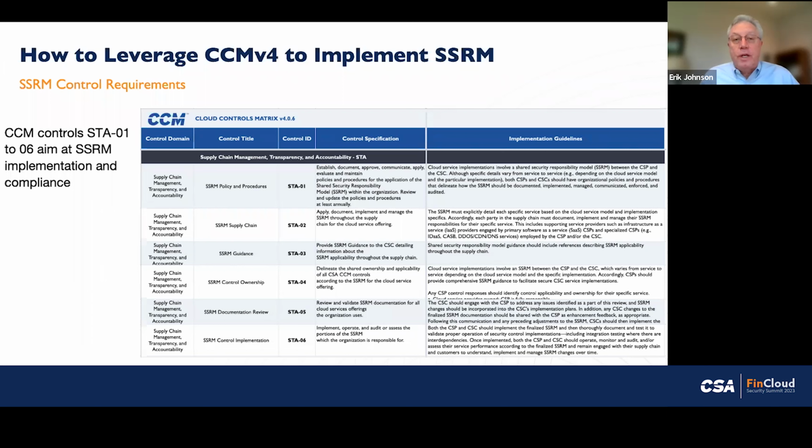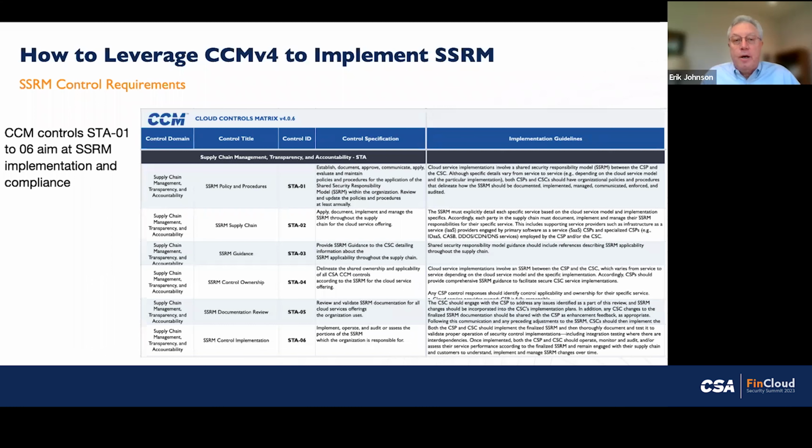Then STA04 gets into how it's executed over the life cycle. The CSP provides that initial baseline ownership and guidance, and then the customers need to go through and validate that. When you make decisions about how you're going to architect your environment, say what identity and access management services you're going to use, are you going to use cloud identities or some federated service or an identity as a service? Those types of decisions can impact how you actually execute the shared security responsibility model.